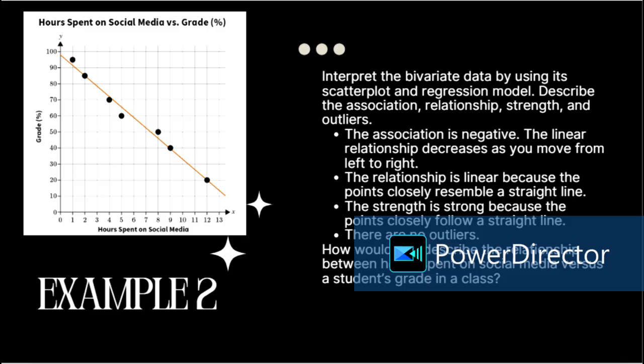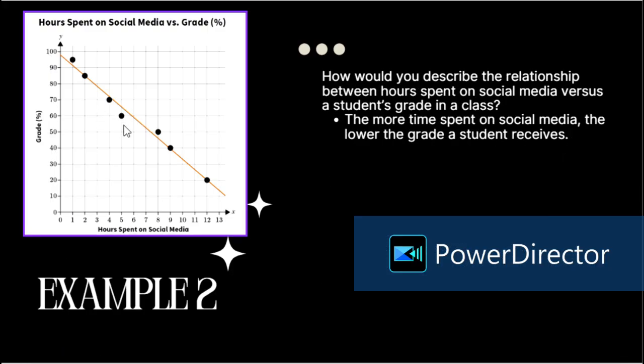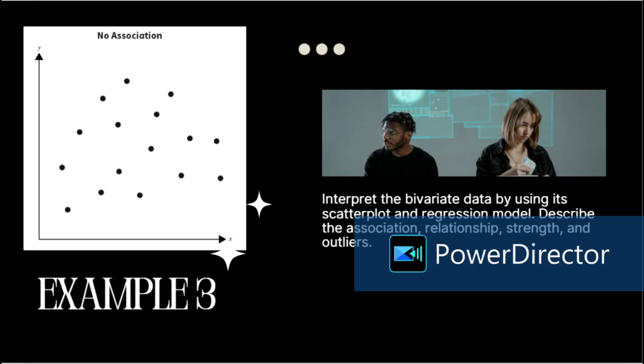So how would you describe the relationship between hours spent on social media versus a student's grade in class? The more time spent on social media, the lower the grade a student receives. Here's example 3. Interpret the bivariate data by using its scatter plot and regression model. Describe the association, relationship, strength, and outliers.